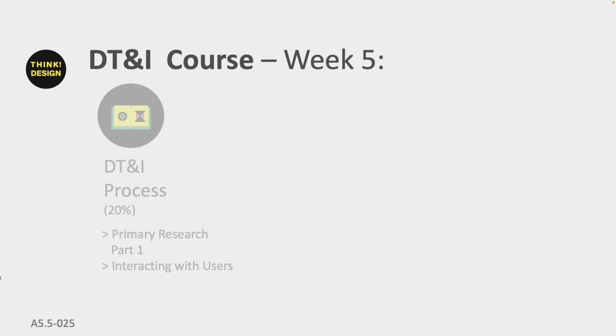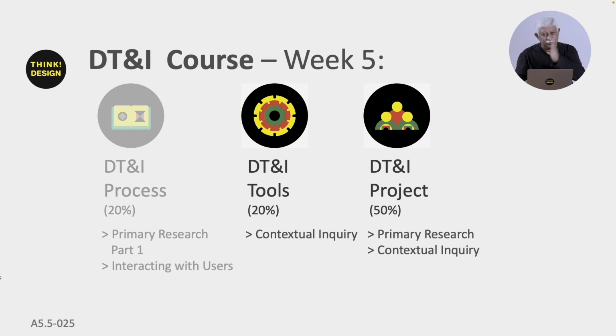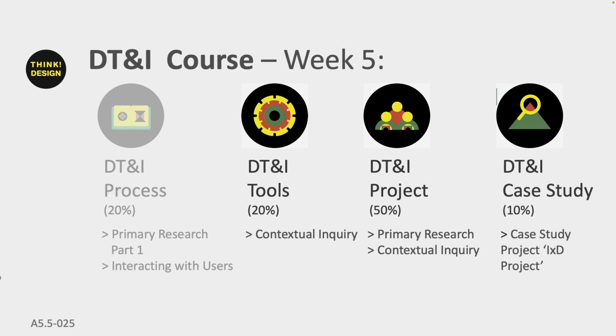Let's summarize. We looked at what is primary research. We also realized it's very important to interact with the users. And through this, you get original information. We'll move on to the next section on tools. We'll actually look at contextual inquiry methods. And then do the project and apply this method in your project. And also look at a case study which involves making use of contextual inquiry.